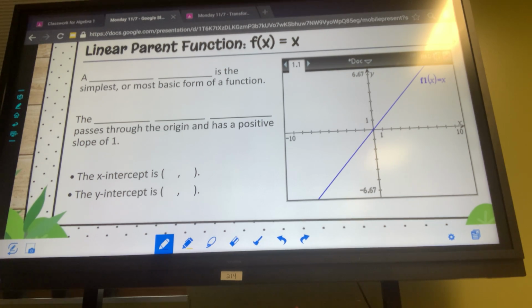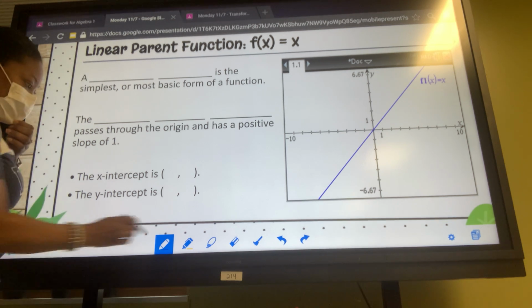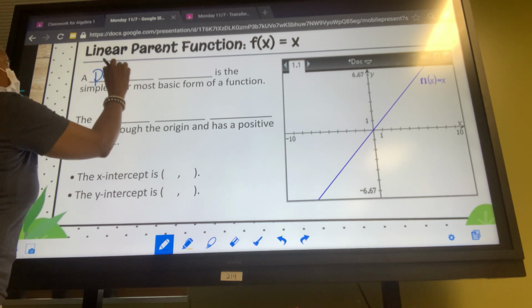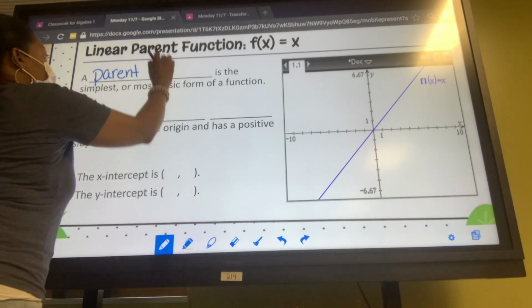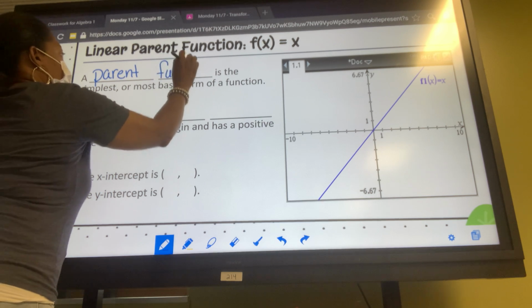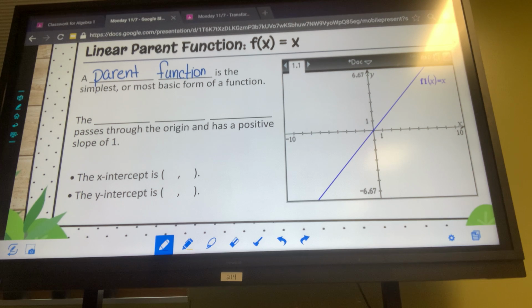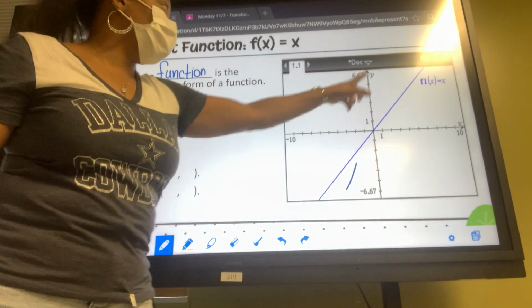We're doing transformations of our parent function. The first blank is going to say a parent function. Your parent function is the simplest or the most basic form of a function. This is what your parent function looks like.